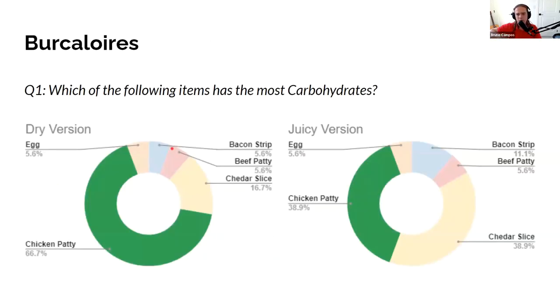For the Burcalories, we had the questions, right? Which of the following items has the most carbs? On the dry version, most of the answers got it right with the chicken patty, but it's not possible to assume that they got it from the infographic itself. Maybe they were already aware of that information, based on basic nutritional knowledge of food. In the juicy version, the majority also said the chicken patty, but it was tied with the cheddar cheese slice. So in a way, they got it right, but it's not possible to confirm that it was from the infographic.